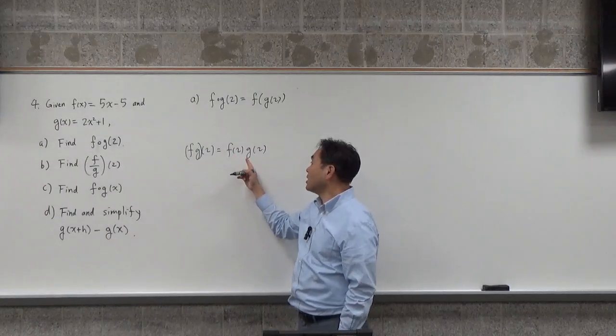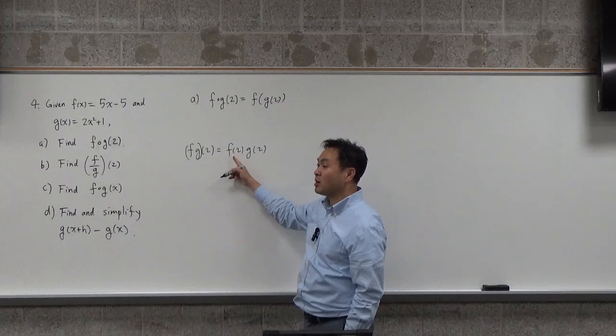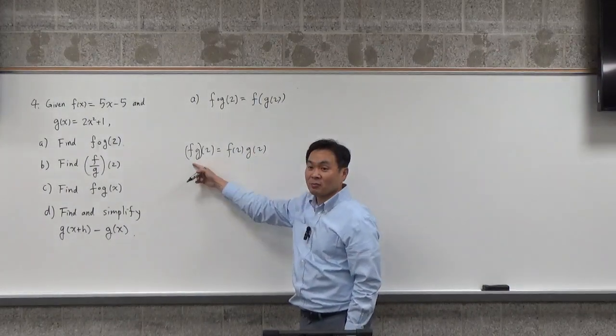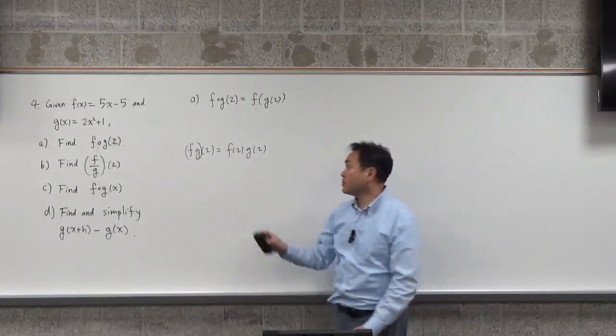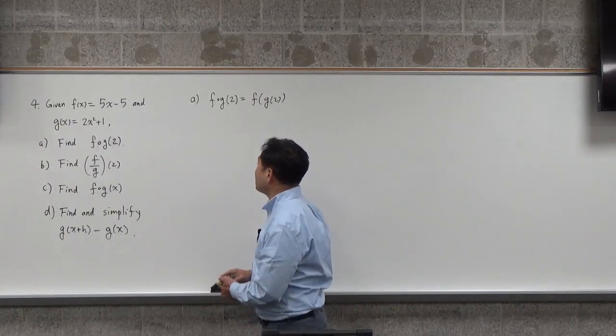Okay? And this simply means you figure out what f of 2 is, what g of 2 is, and you multiply the two. That's what fg of 2 is. Right? Okay, so how do we figure this out?